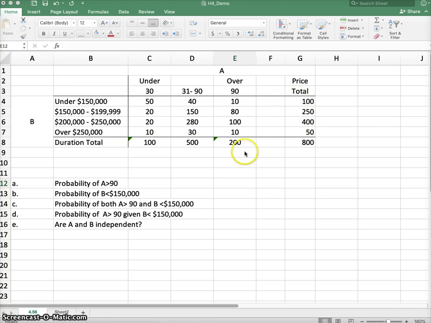Okay, so basically what we have here is that we can say in total 100 out of 800 houses sold were sold in under 30 days. 500 were sold in 31 to 90 days, and 200 it took over 90 days to sell them. And then as far as sales price is concerned, 100 of the homes sold for less than 150,000. 250 of the homes sold for this range. 400 of the homes sold for this range, and 50 of the homes sold for a price greater than 250,000.